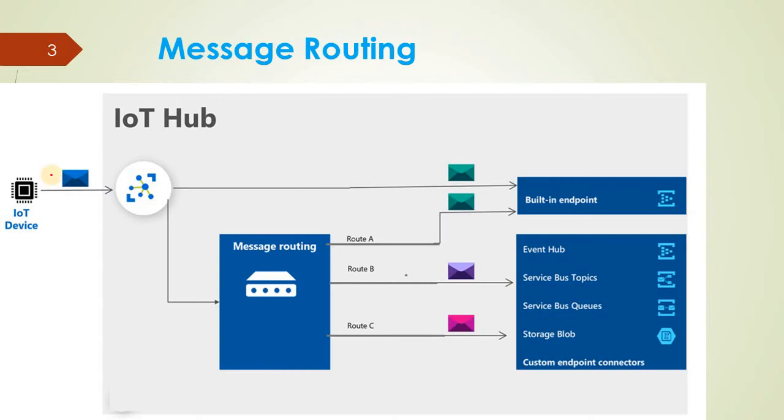So let's start. What is message routing? Suppose this is our IoT device. It is sending some message to this IoT hub. This is our message routing. What message routing does: this device can send different types of messages to this IoT hub. The job of message routing is to filter the messages based on some filter criteria. That is the job of message routing.